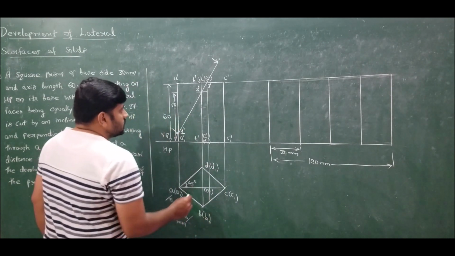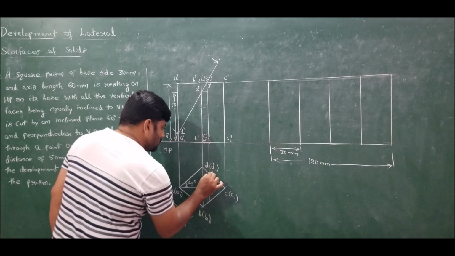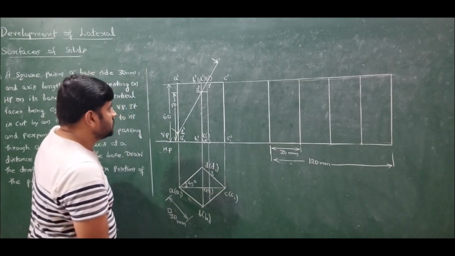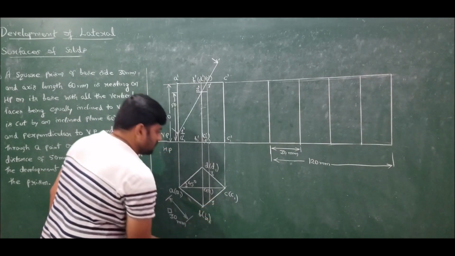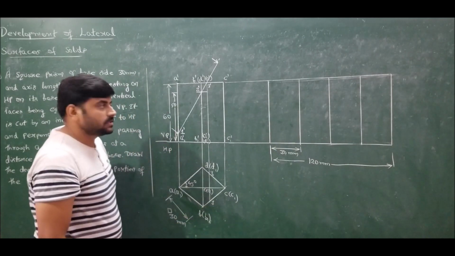Done. So this will become 0.3. Sorry, it is between B to C. So this will become 0.3 for us.